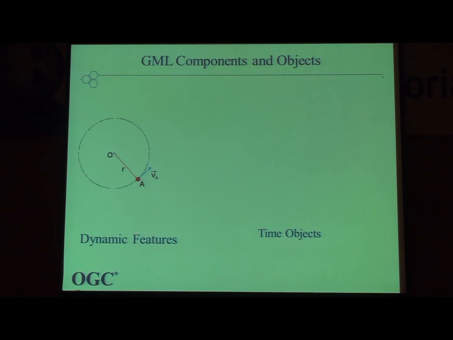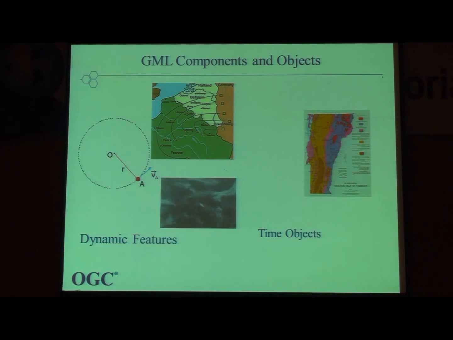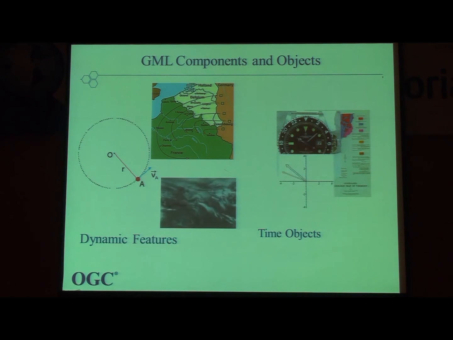Okay, dynamic features. So these are features that move in time. So things like moving particles, descriptions of moving storm fronts, and so on. Time objects themselves that support these dynamic features, so time instants, time periods.